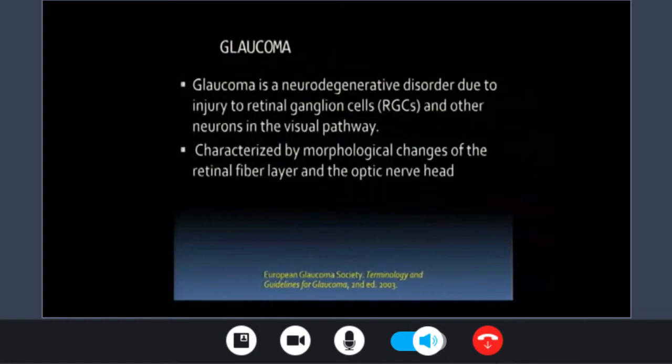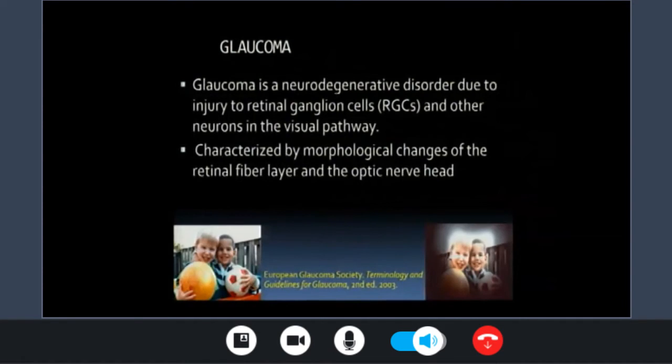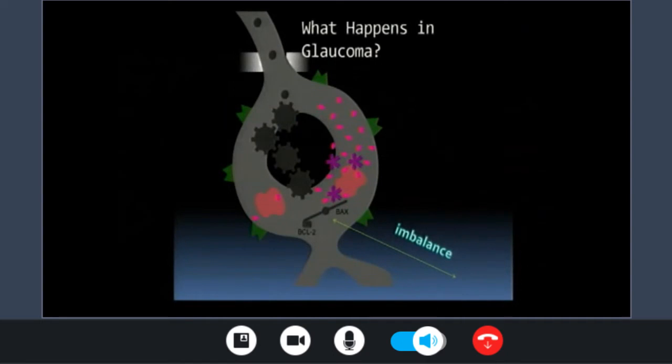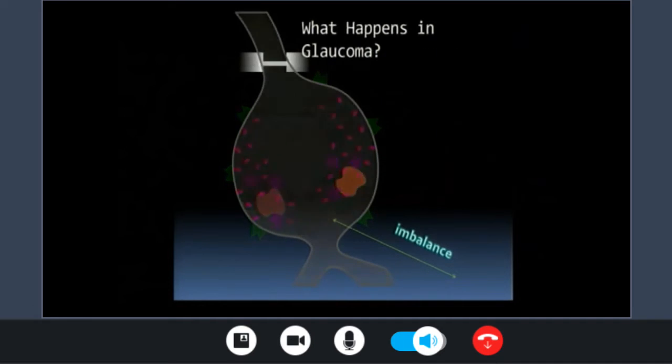Glaucoma is a neurodegenerative disorder due to injury of retinal ganglion cells. This is the definition according to the European Glaucoma Society. It is definitely manifested by visual field change, and intraocular pressure is just a risk factor. When there is an imbalance between the pro-survival and the pro-death proteins, we know that there is BAX protein and BCL protein in mitochondria. When there is an imbalance between them, there will be release of vasomediators, and this is what we call apoptosis.